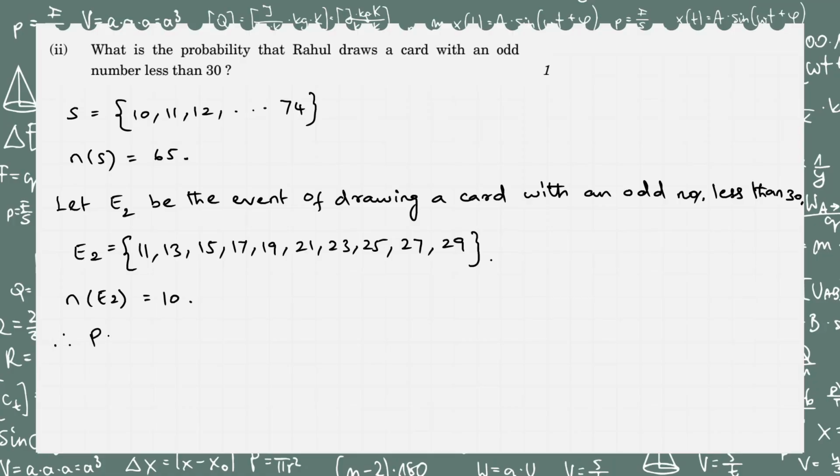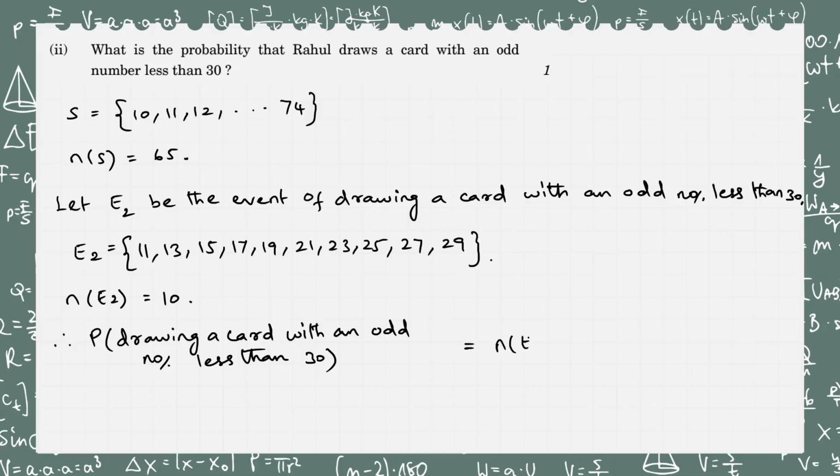So therefore, the probability of drawing a card with an odd number less than 30 is equal to n of E2 divided by n of S, which is 10 divided by 65. Here we can simplify this with a 5. 5 2 times and 5 13 times. So 2 by 13 is the probability for drawing an odd number less than 30.